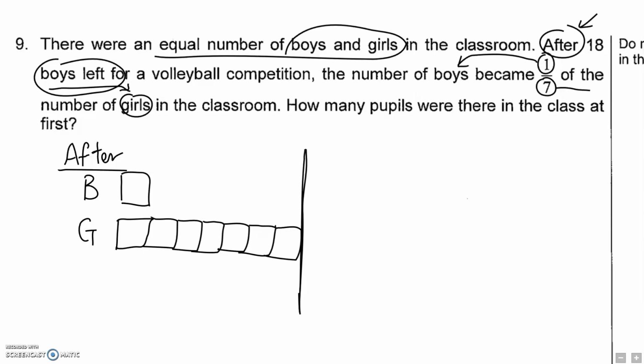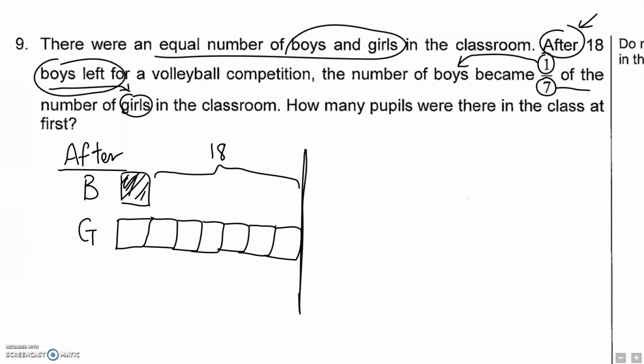No change at all. It is the boys who left, and these boys who left causes this boy to become only 1 unit. Which means to say that initially, boys, there were also altogether 7 units. But after 18 of them left, it became 1 unit. Before this 18 left, there were also 7 units of boys, 7 units of girls. But after people leave, boys only left 1 unit.